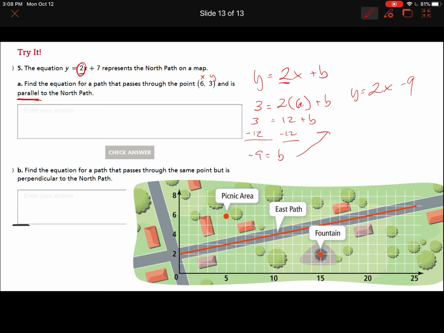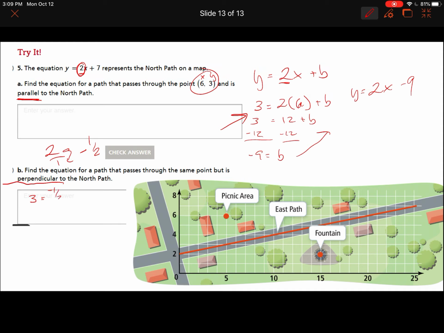Let's just find the equation for a path that passes through the same point but is now perpendicular. So again, our slope was 2. If we want to be perpendicular, we need the reciprocal and negative. So my slope is going to be -1/2. I still want to go through 6, 3, so I'm going to do the same process that I just did here.